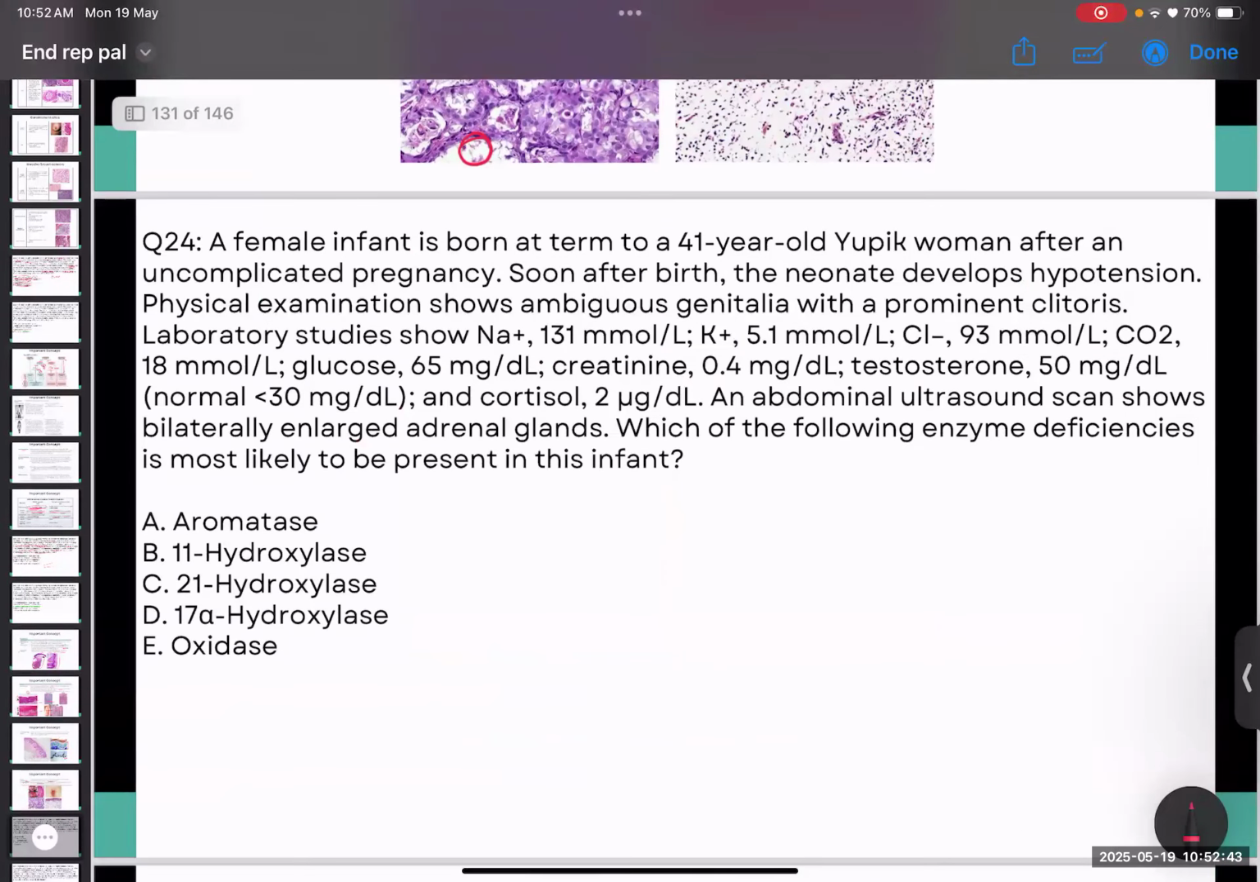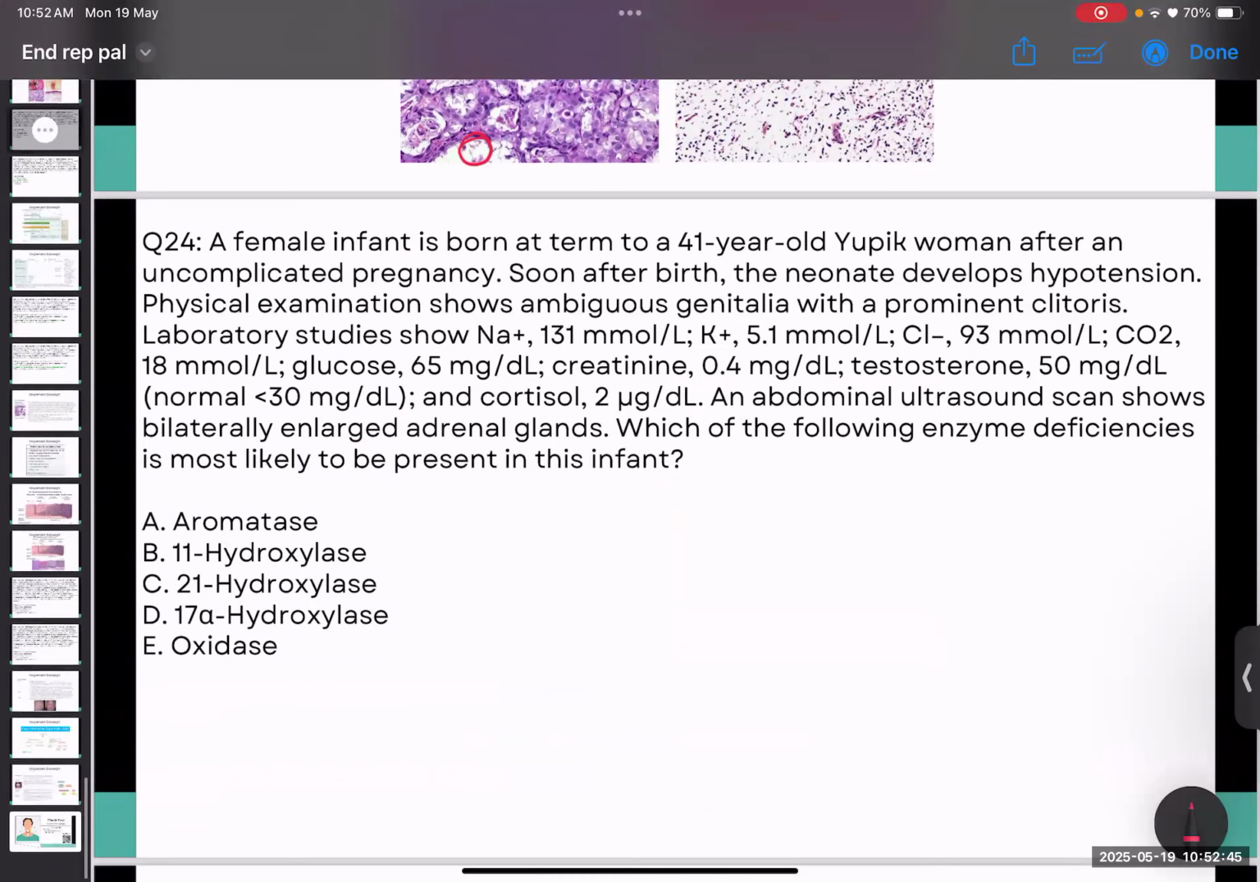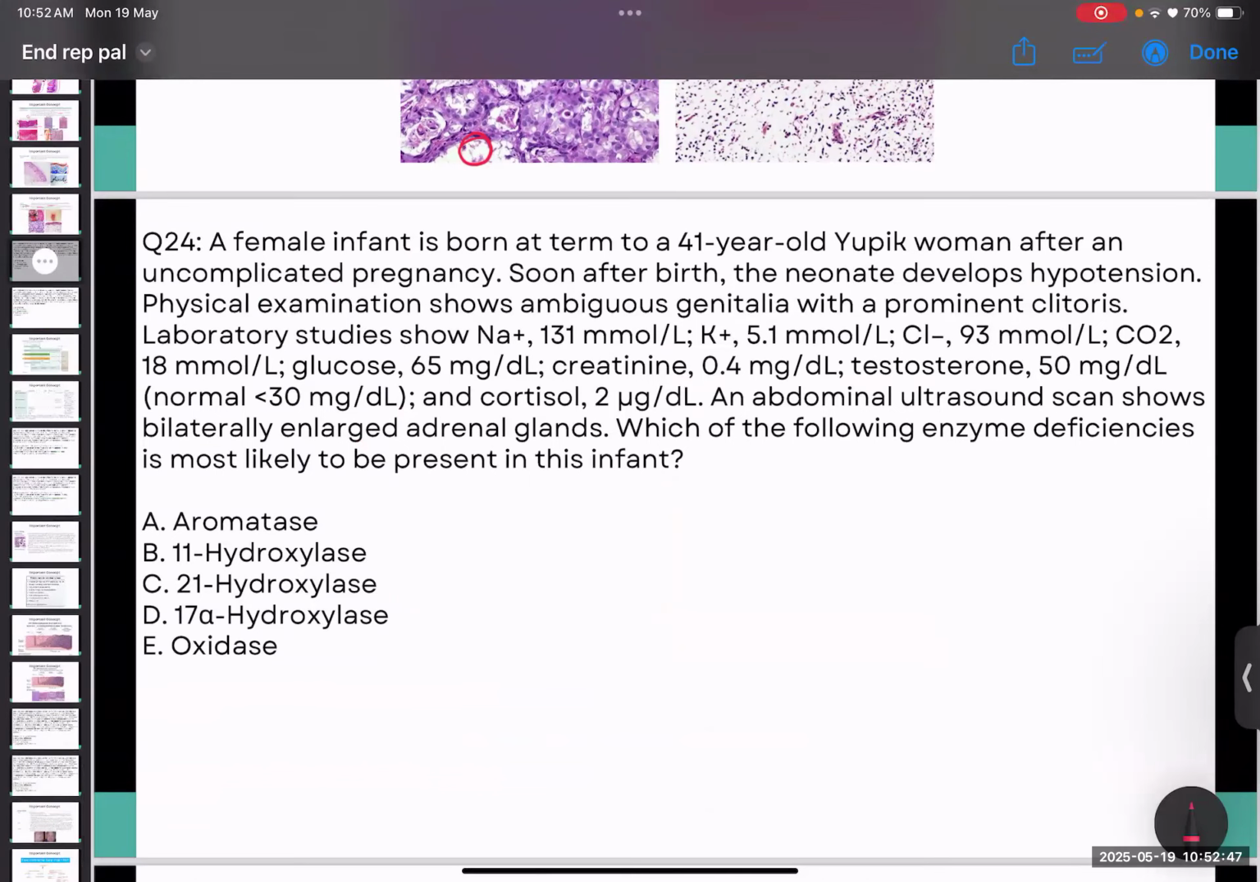Moving to question number 24, I think you have 2 more questions left and we're almost done. Or actually 3 more questions left and we're almost done. So a female infant here is born at term to a 41-year-old Yupik woman after an uncomplicated pregnancy. Soon after birth, the neonate develops hypotension. Physical exam shows ambiguous genitalia with prominent clitoris. Lab findings show low sodium levels. Potassium levels are all right, I guess. Somewhat elevated, you could say.